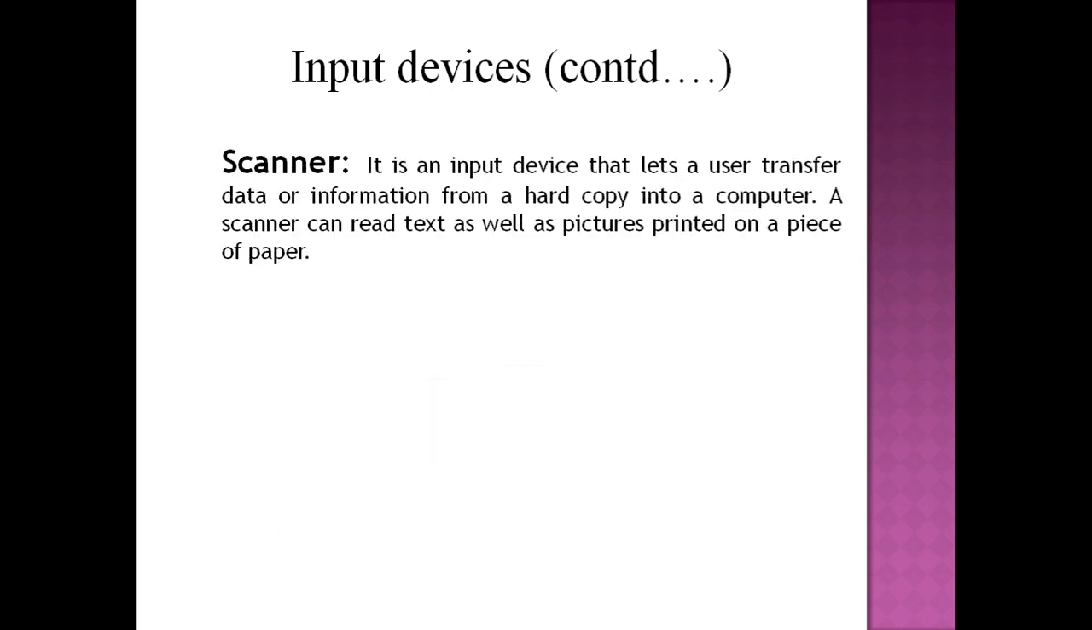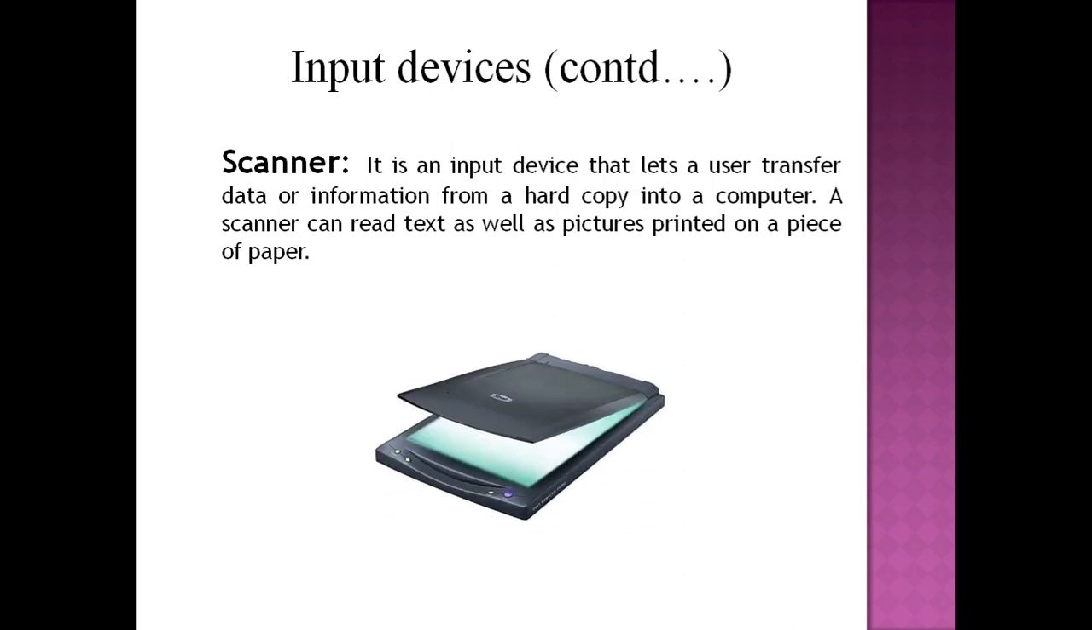Next input device to talk about is our scanner. It is an input device that lets a user transfer data or information from a hard copy into a computer. A scanner can read text as well as pictures printed on a piece of paper. There are three types of scanner: flatbed scanner, sheet fed scanner and handheld scanner.